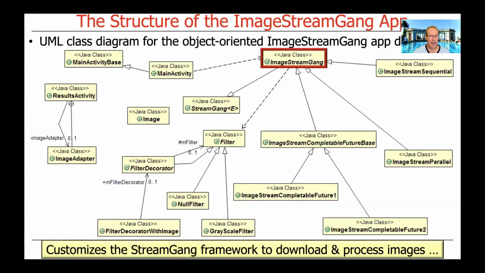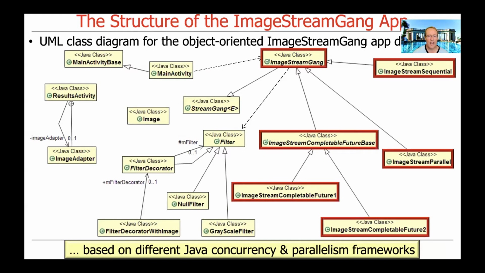Unlike SearchStreamGang, which was designed to search the works of Shakespeare with various techniques, we have an ImageStreamGang subclass that extends the StreamGang framework. And this is, of course, there to customize the framework for downloading and processing images. We then have a whole bunch of different concurrency and parallelism mechanisms that are used to demonstrate these different modern Java features to run things concurrently and in parallel.